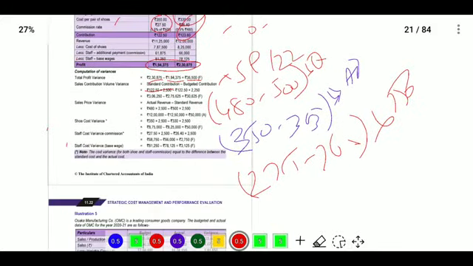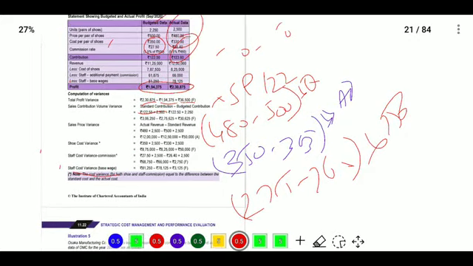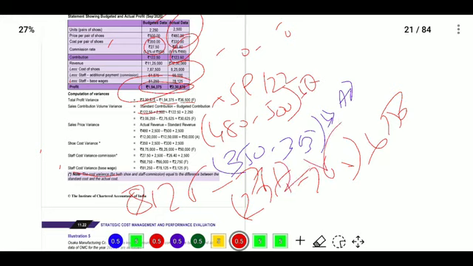Next, the staff cost variance for base wages. What is there? We have directly 81,250 budgeted minus 78,125. So for the staff cost variance we take the base wages. Normal cases. Budgeted 350, next 480.